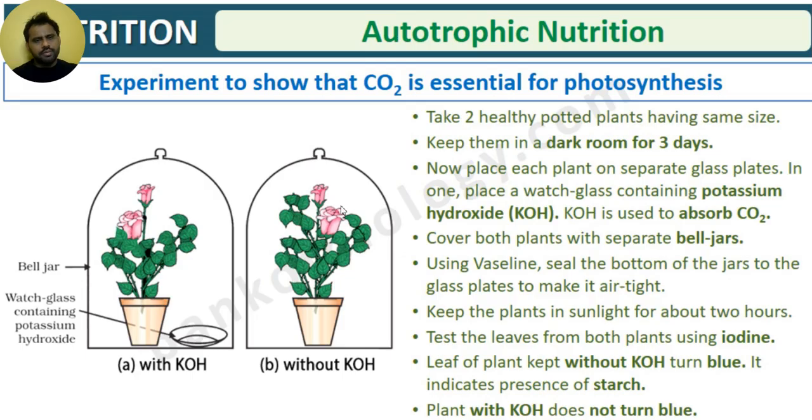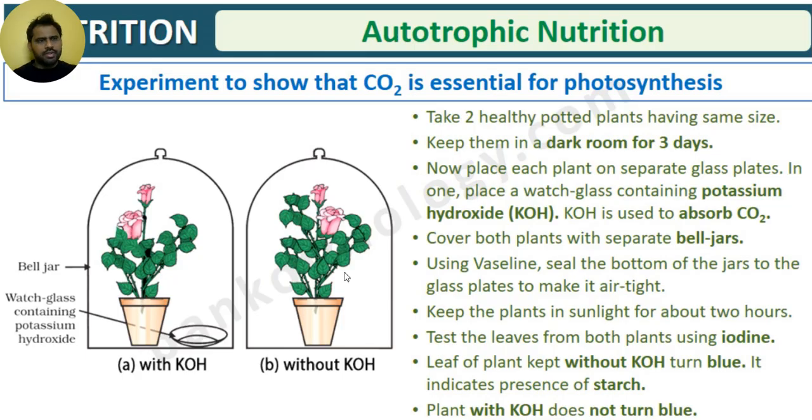Okay. So if this will be able to perform the process of photosynthesis, it will be able to make the food called starch. So when we check this plant for the presence of starch, it will show that there is starch and this plant has performed photosynthesis. Hence, it will be evidence that CO2 is required for photosynthesis. That's it. That's the experiment in a nutshell.